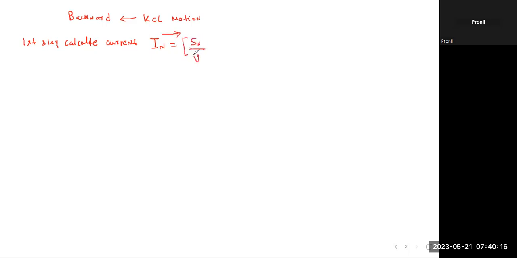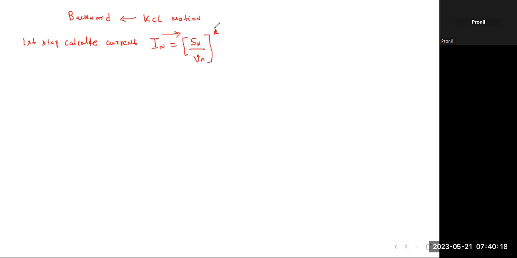Now see why it is called backward and forward. This is called backward, because KCL gets applied in backward motion. First, again I'll write, the first step is to calculate the current from each node. The first step is to calculate the value of current in the forward direction only. So the forward direction current is given as Sn by Vn conjugate.